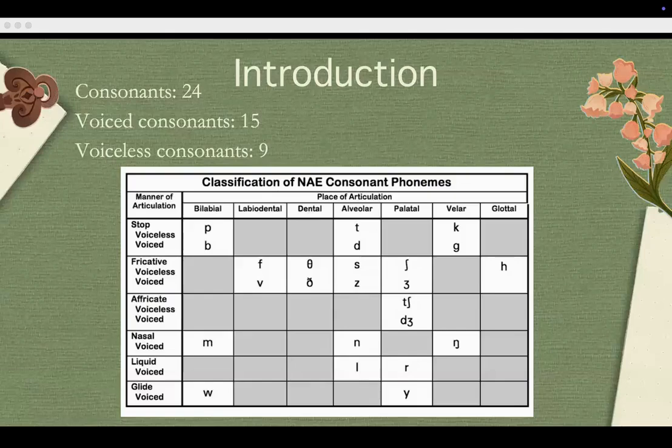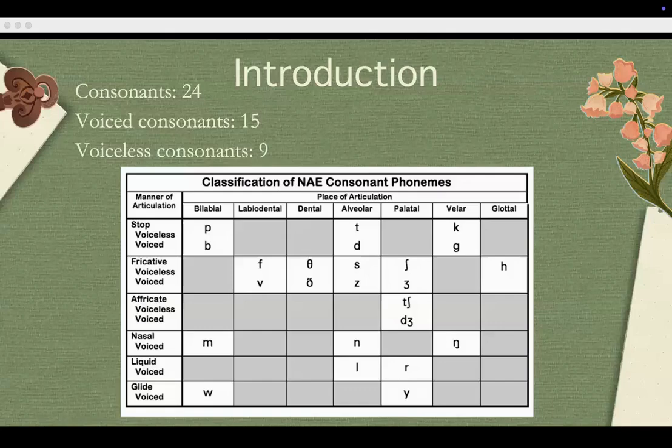This means that when we produce consonant sounds, our speech organs, like our lips, teeth, tongue, alveolar ridge, hard palate, and soft palate, make contact with each other. There are 24 consonant sounds in English, and they are divided into different groups using three criteria. The first one is place of articulation. Number two, the manner of articulation, and number three is voicing.